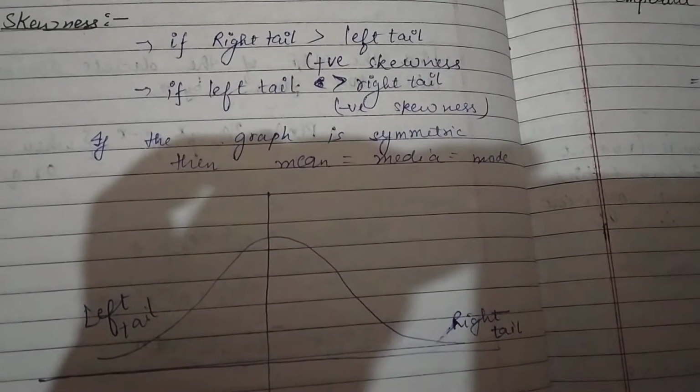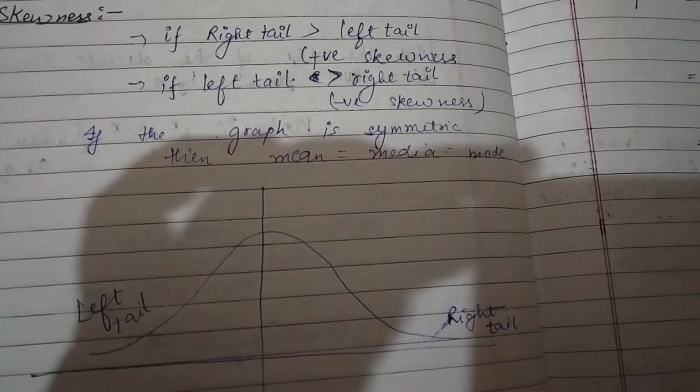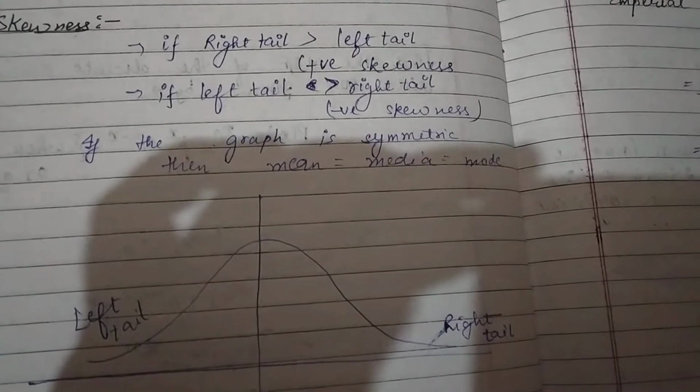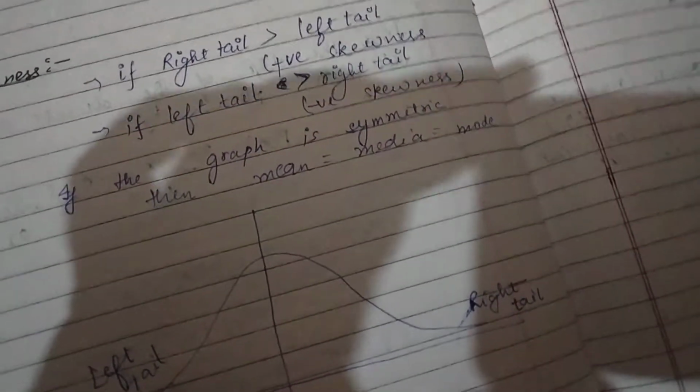Now we will discuss the types of skewness. There are two types of skewness: one is positive skewness and another is negative skewness. What is positive skewness? If the right tail is longer than the left tail, then there is positive skewness. And if the left tail is longer than the right tail, then it is negative skewness. And if the graph is symmetric, then we say mean, mode, median are equal and there is no skewness.